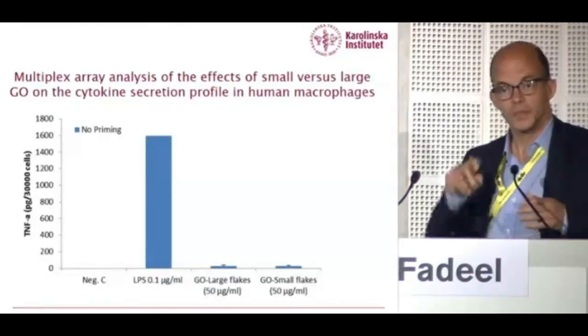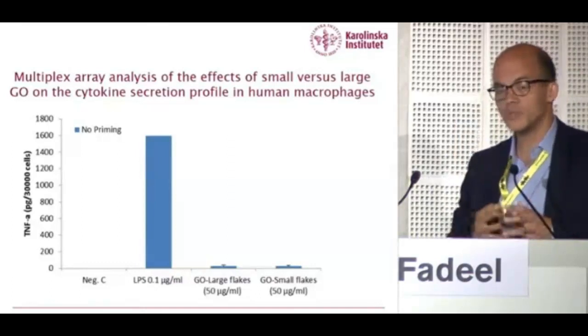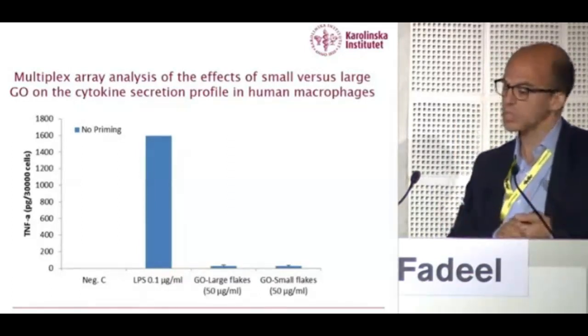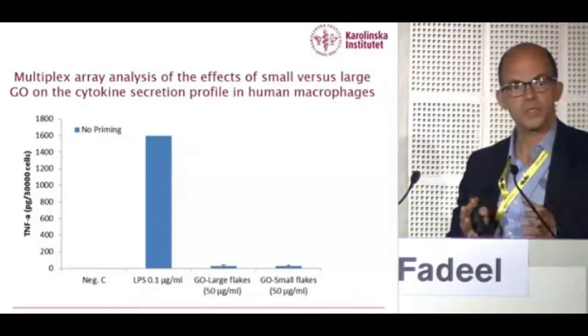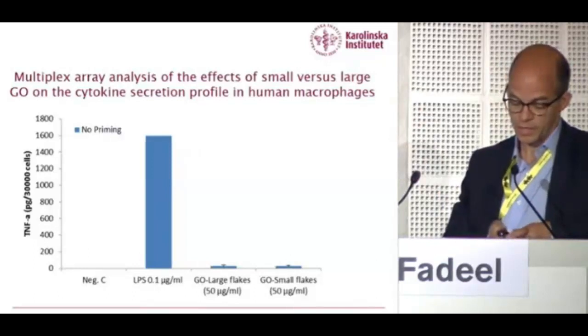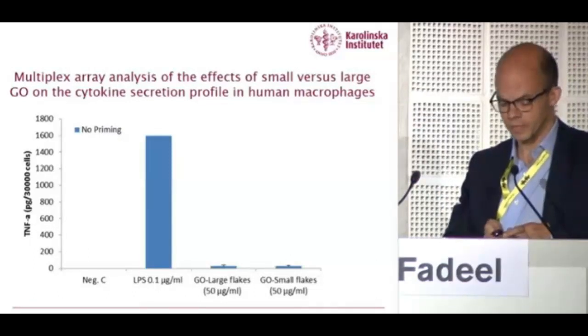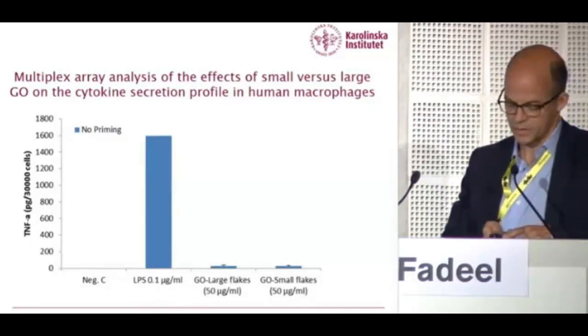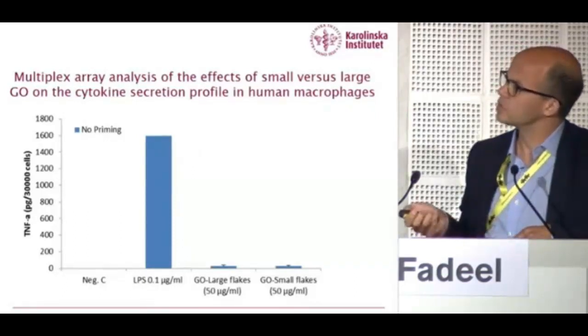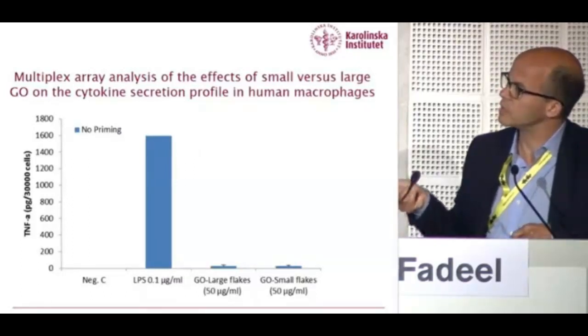We then did the multiplex array to profile the cytokine and chemokine secretion. We used a commercially available panel of some 26 or 27 cytokines and chemokines. I focus here on one important example, namely TNF-alpha. And basically, as you can see, we don't see TNF-alpha production using endotoxin-free graphene oxide, either small flakes or large flakes. Our positive control is LPS.